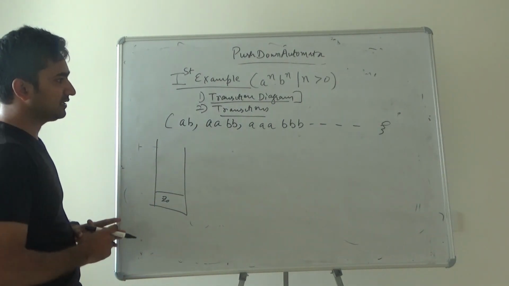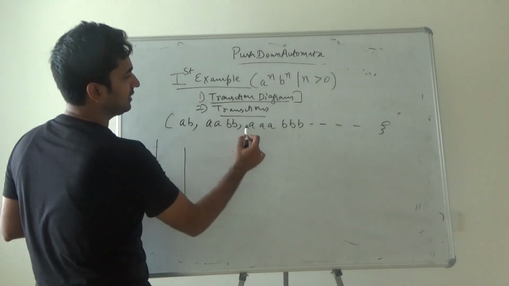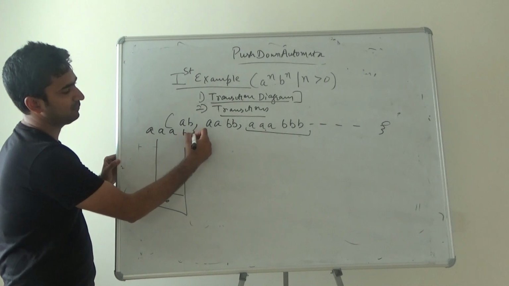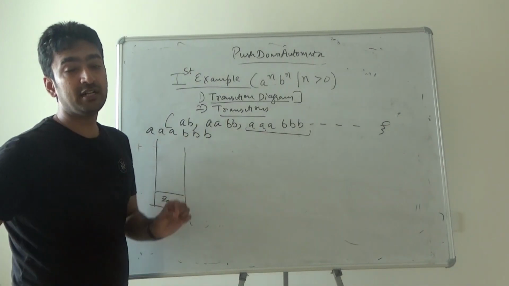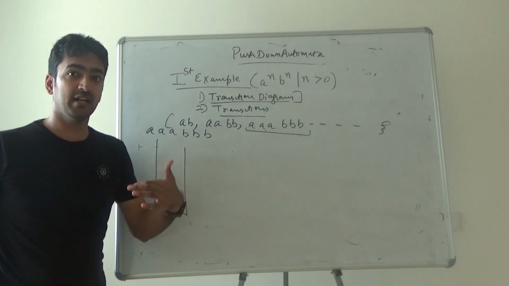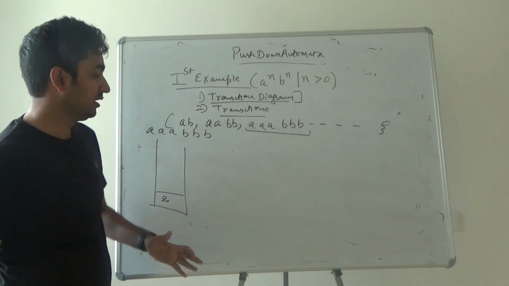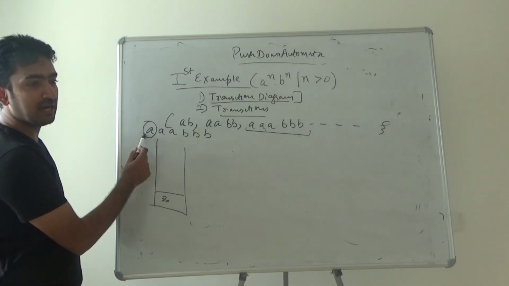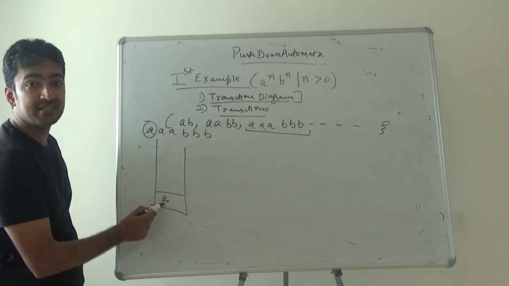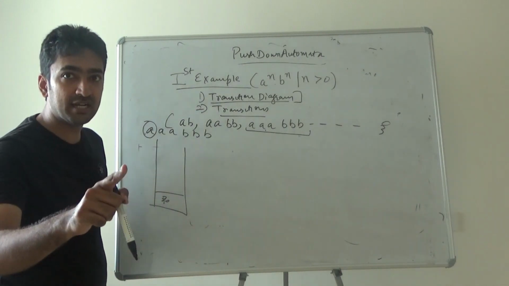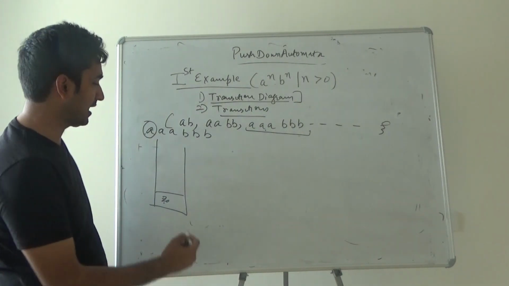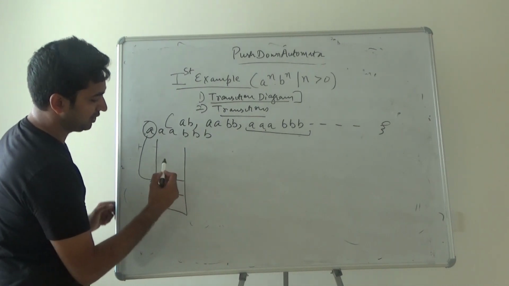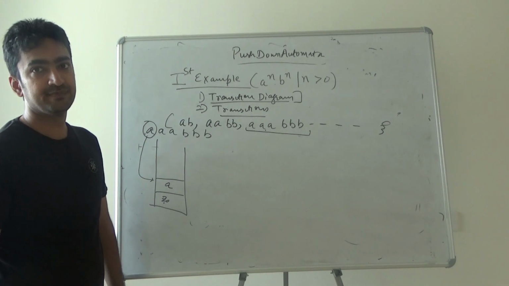Now the point is, I'll take any string. I'll take this string, triple A, triple B. Now when we are taking this string, we need to process it accordingly. Now I'll process this first A. First A comes, it checks the top of the stack is Z0, and you know that A's are going to be pushed into the stack. So I'm putting A into the stack. A will be pushed into the stack, right?